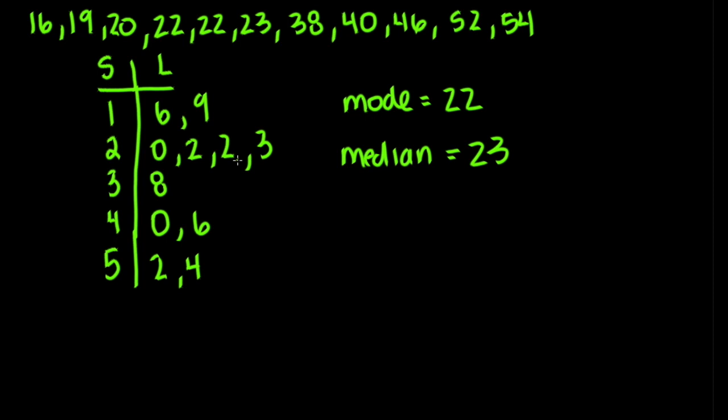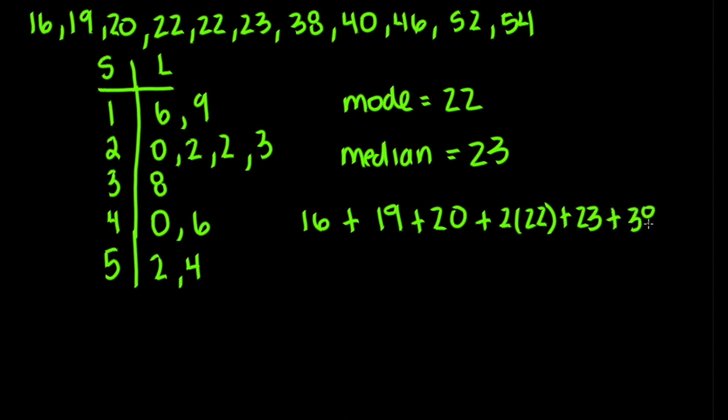Remember that the mean is the average. So we are going to do 16 plus 19, which we got from our first stem, plus 20, plus, we see that we have the number 22 twice, so we will just do 2 times 22 plus 23 plus 38 plus 40 plus 46 plus 52 plus 54.